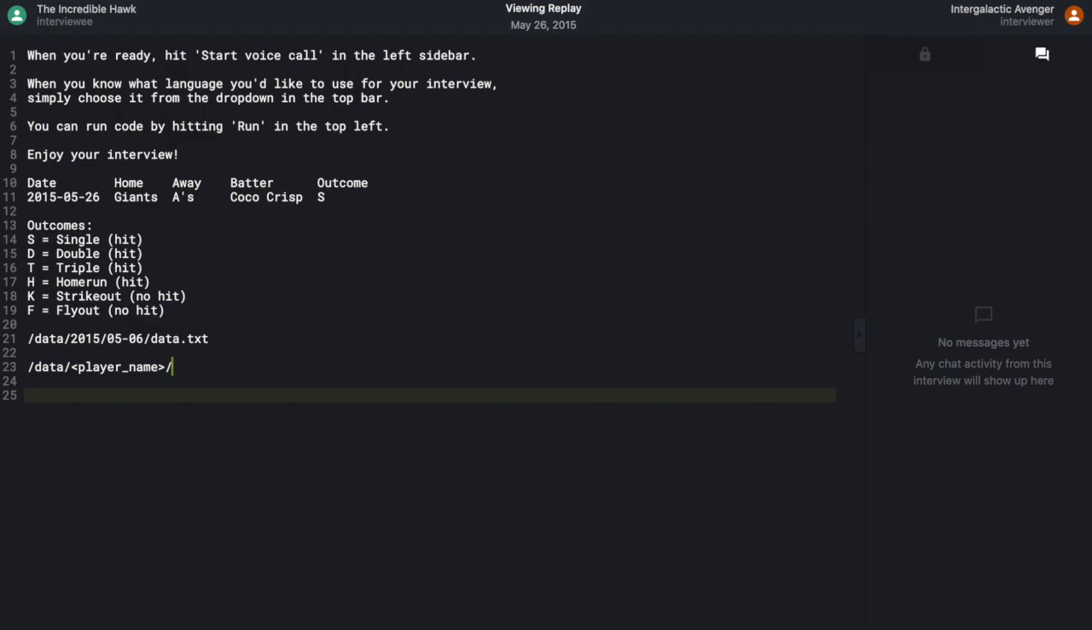All right. And that's just the overall thing, and then the specific feature that we'd like to do is to be able to calculate or show on the site their batting average. So the batting average is the number of times that they got a hit divided by the total times that they went up to bat.